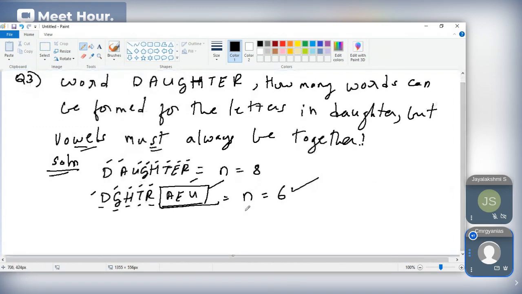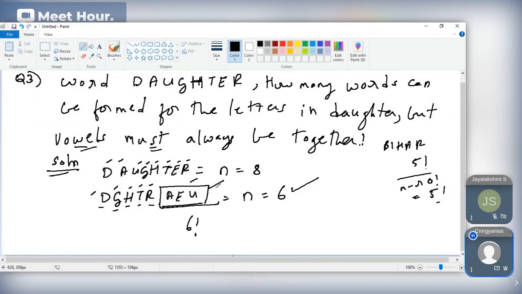So now the answer will be, same as the previous method we used, in that 5 factorial, n factorial divided by (n minus r) factorial, that again became 0 factorial, and finally it came to 5 factorial. So here also, similarly, the answer will come to 6 factorial only.